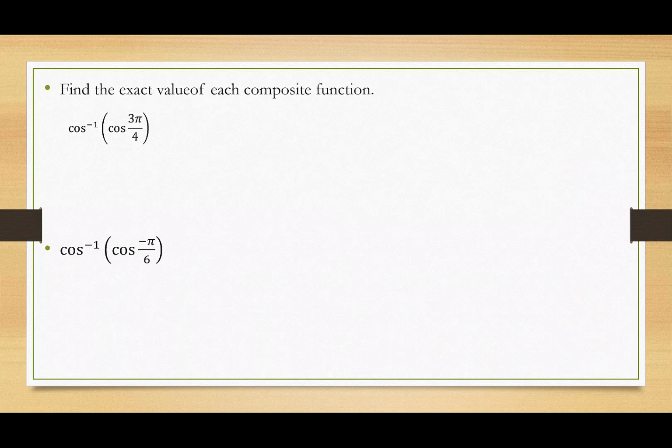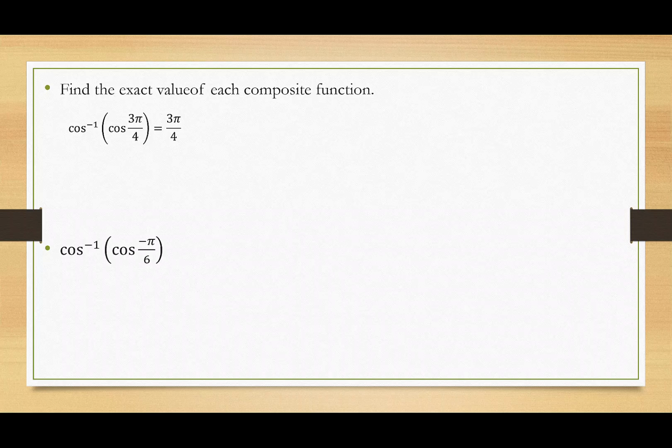Let's try that with cosine. The first one says cosine inverse of cosine of 3pi/4. When I look at cosine, my angle can be from 0 to pi. 3pi/4 falls within those numbers, which tells me that the cosine inverse of cosine of 3pi/4 is just 3pi/4.